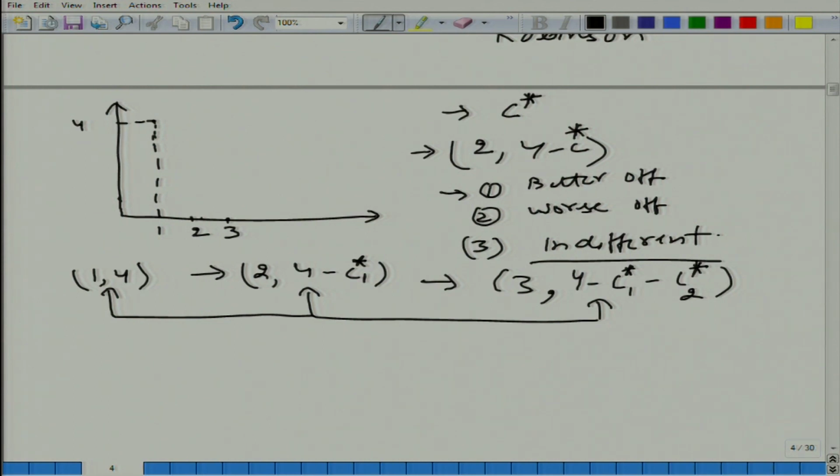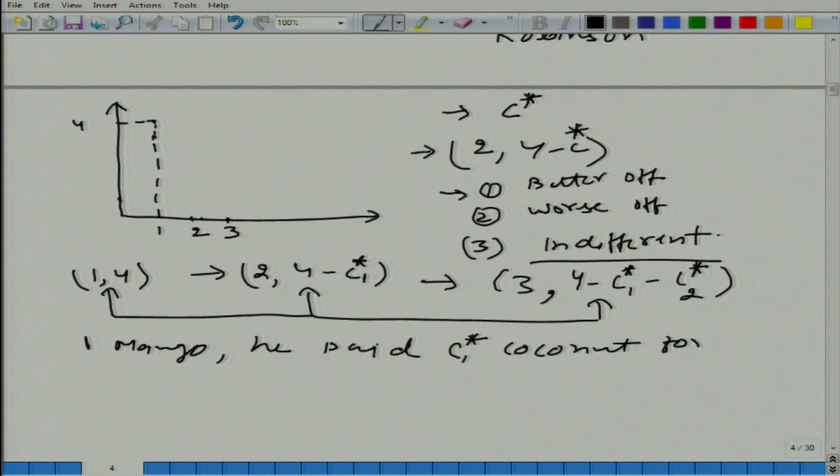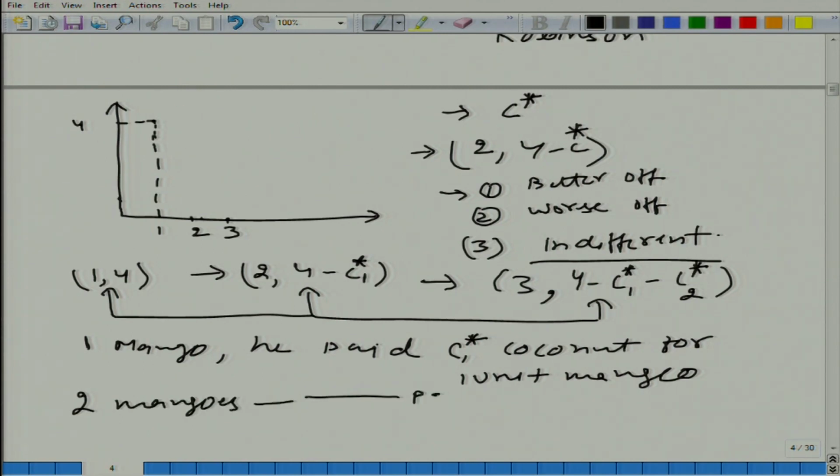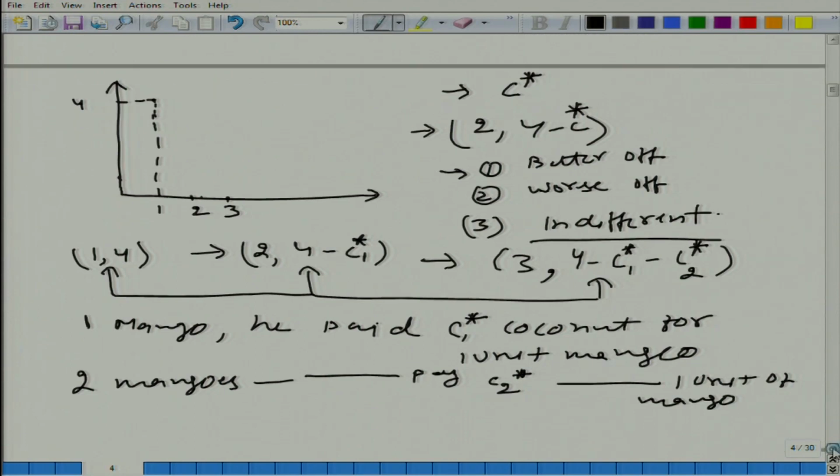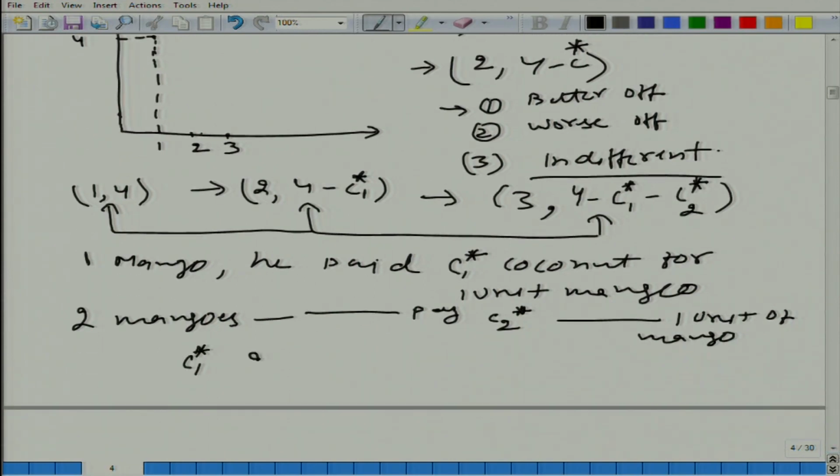But now my question is, when he had 1 mango, he paid C1 star coconut for 1 unit of mango. Now he has 2 mangoes. Do you think he would pay the same? Now he pays C2 star for 1 unit of mango. Can you talk about a relationship between C star 1 and C star 2?